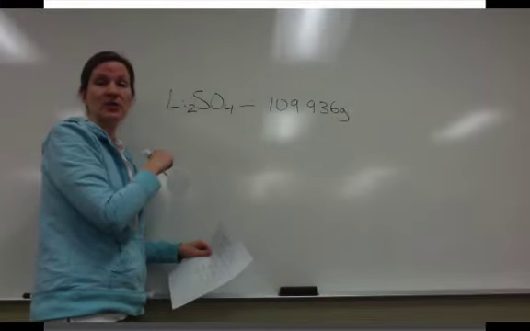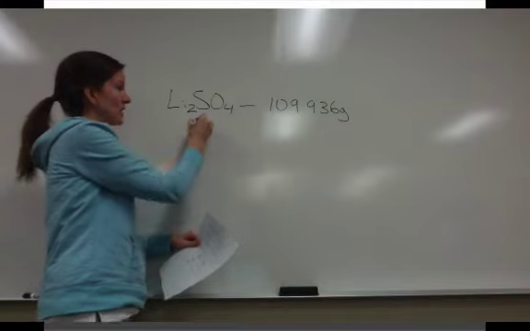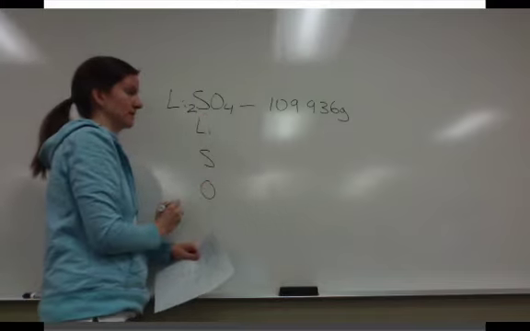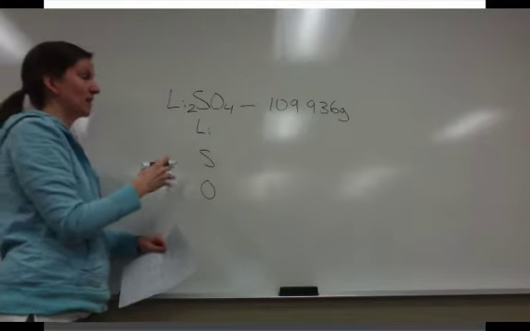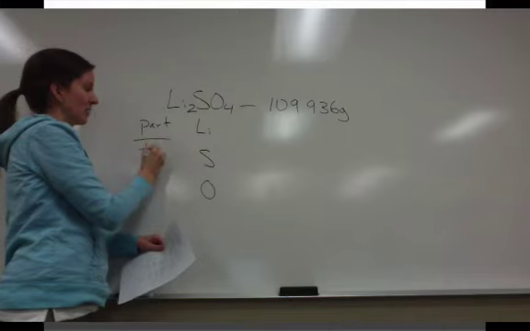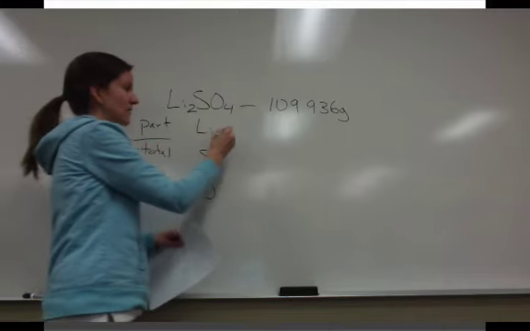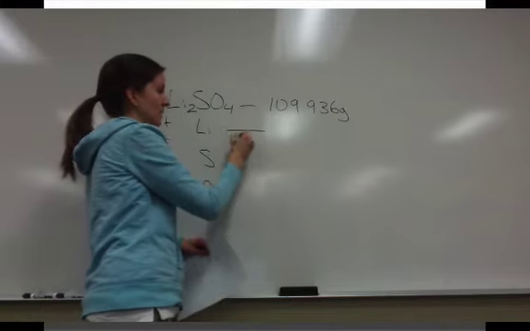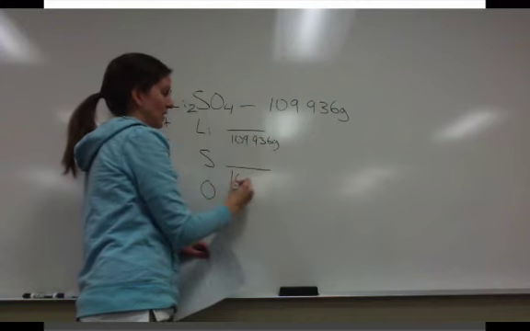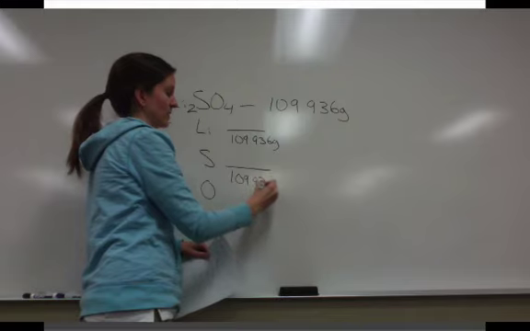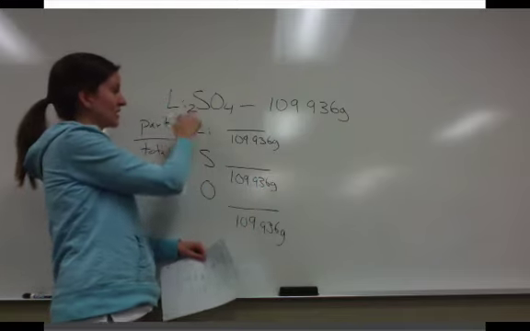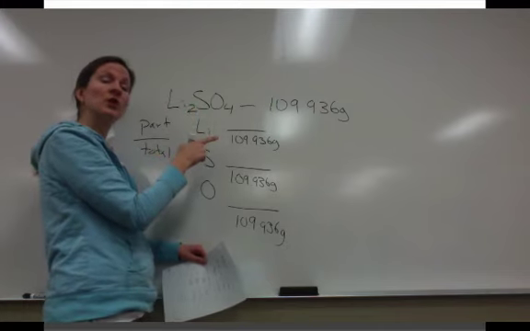Next step is determine the percent of each element. So generally what I do is I list my elements. And remember, for percent, you're always going to take some part divided by the total. So we can already say for each of these math problems I'm going to set up, my denominator is going to be the total, 109.936 grams. The part in each case here is the part that the element contributed to the total.